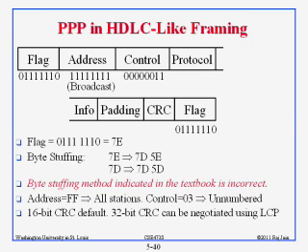The flag is 7E. If 7E ever appears anywhere from between the flags, so these two flags are okay, but anywhere in the address, control, protocol, information, padding or CRC, we replace it with two characters, 7D followed by 5E. Also, second rule is if I see 7D anywhere in these, I replace it with 7D followed by 5D.